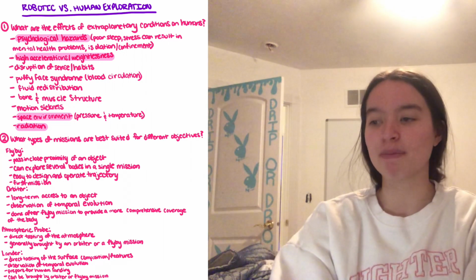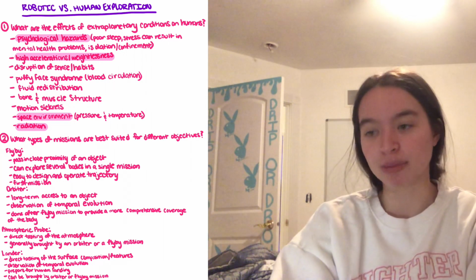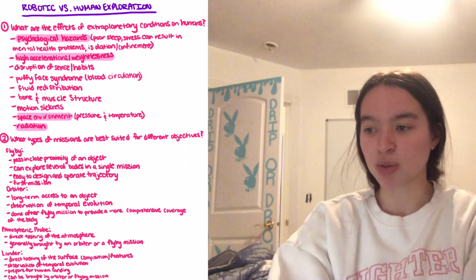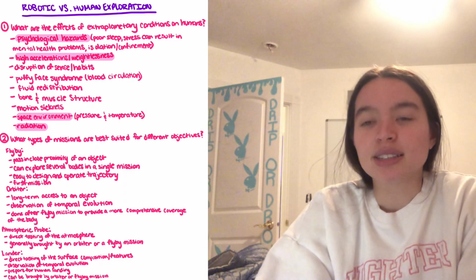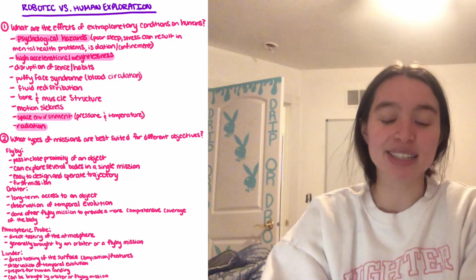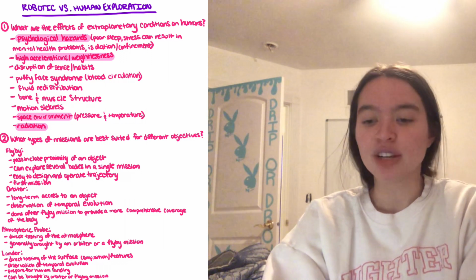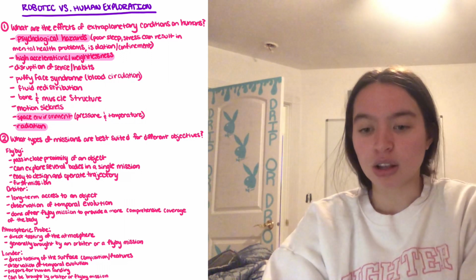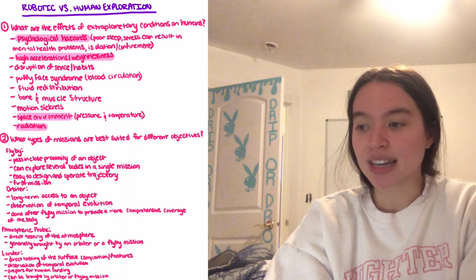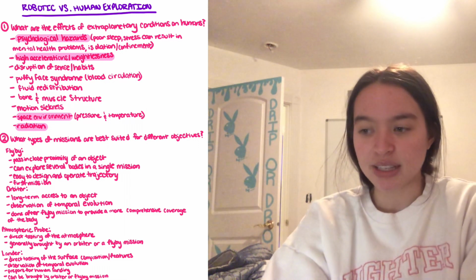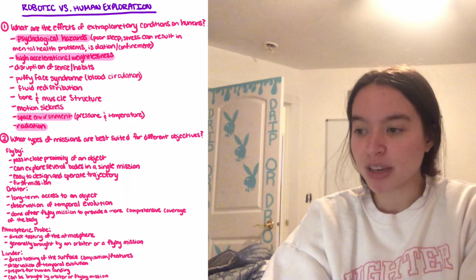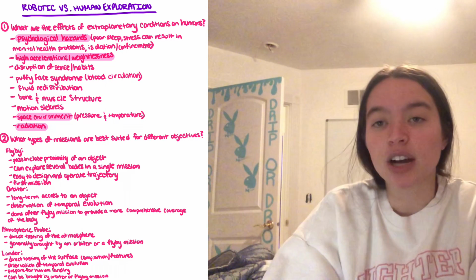Next, what types of missions are best suited for different objectives? A flyby is where you pass in close proximity of an object. You can explore several bodies in a single mission, and it's easy to design and operate the trajectory, so this is usually used as a first mission. An orbiter is used for long-term access to an object, and you can also observe temporal evolution. This is usually done after a flyby mission to provide more comprehensive coverage of the body.